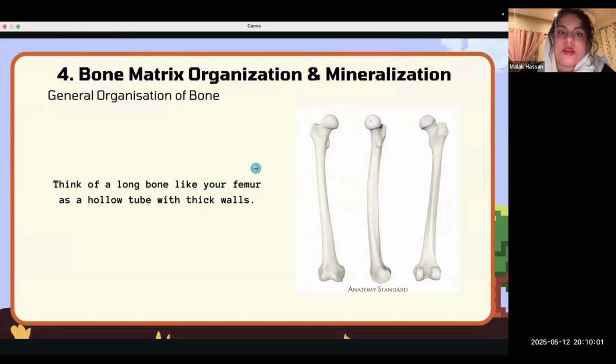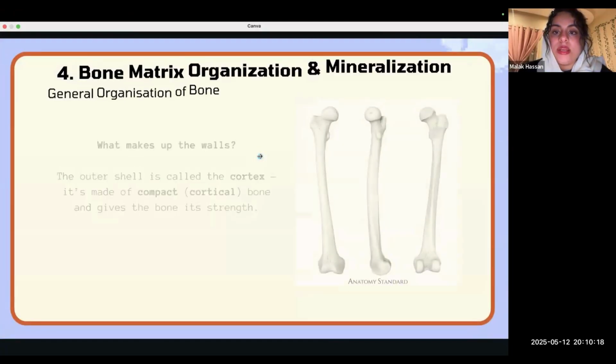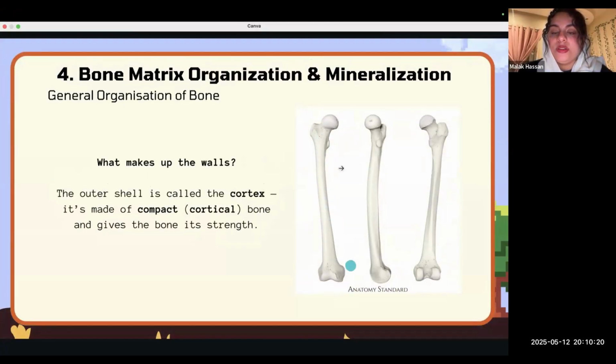Let's talk about bone. Okay, so we finished talking about cartilage mostly. Now let's talk about bone. I want you to think of a long bone, like your femur, as something like a hollow tube, and it has thick walls, all right? Now, what makes up the walls? The outer shell is made up of something called the cortex, okay, and that's made up of compact or cortical bone, and it gives the bone its strength, all right?